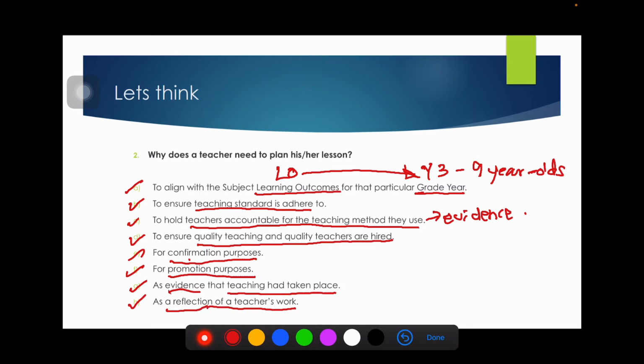Being a teacher, you need to always reflect on your lesson. What did I do? Did I do it right? What went wrong? How am I going to make it right the next time? Or how will I teach differently the next round?